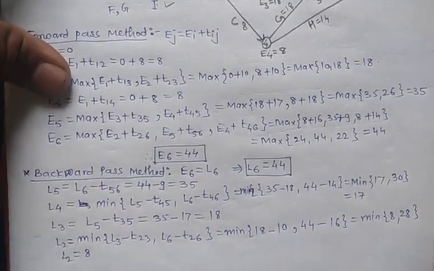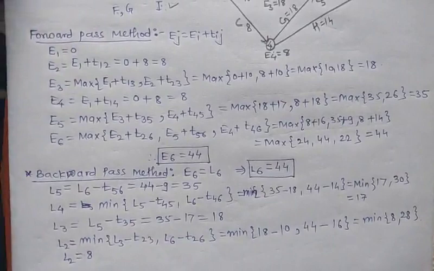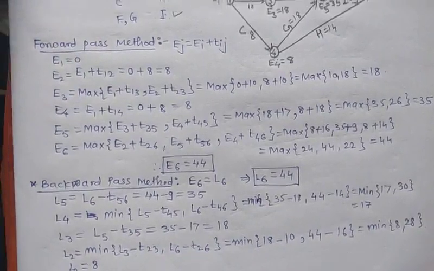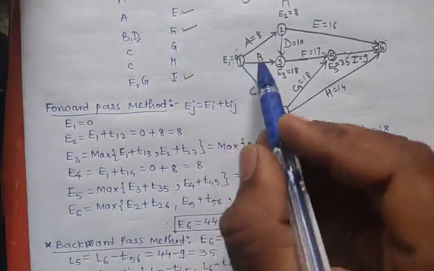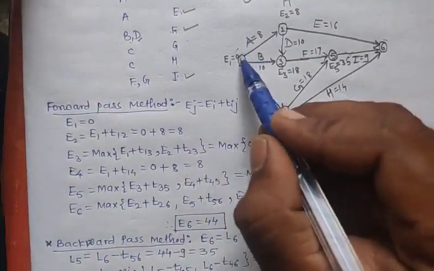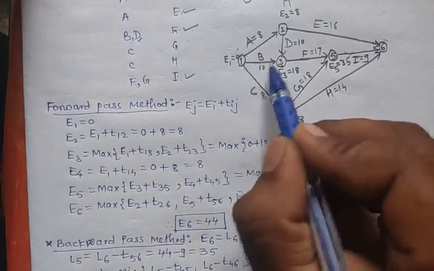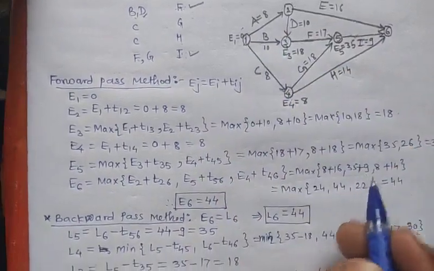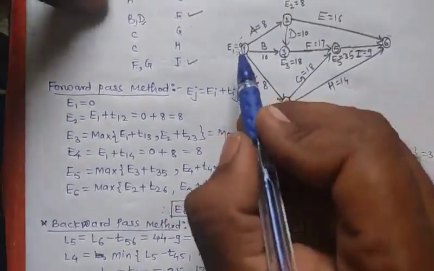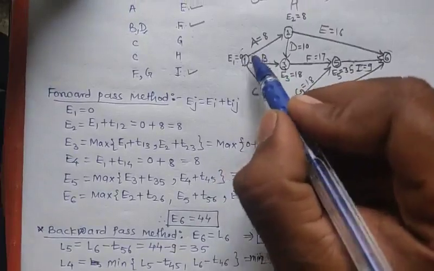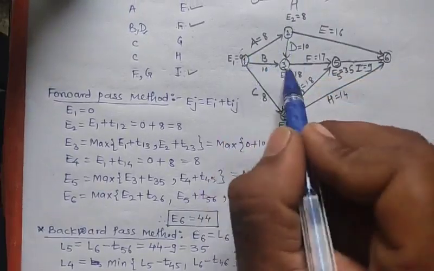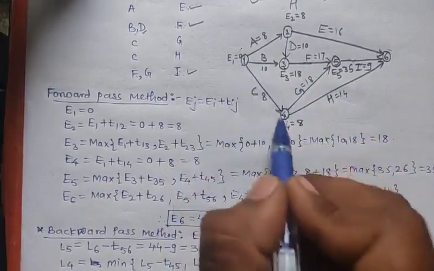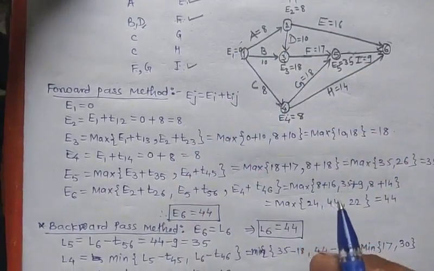Okay, now next calculate the value of L1. From L1 we have three outgoing arrows, right? So L1 will be the minimum of L2 minus T12, L3 minus T13, and L4 minus T14. Among that we will find its minimum.